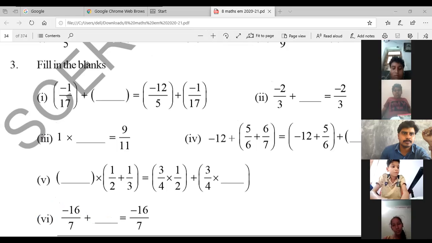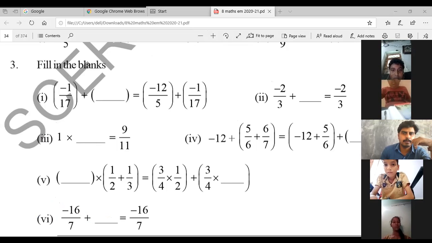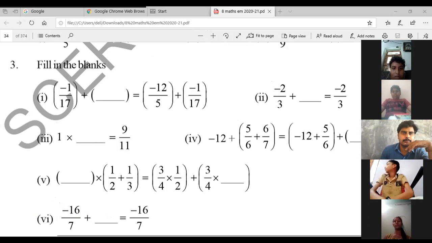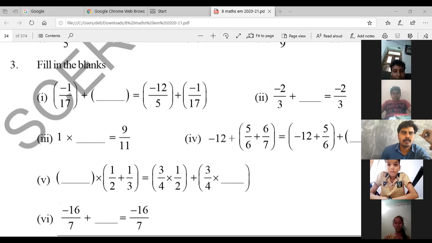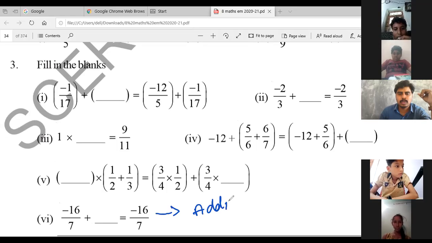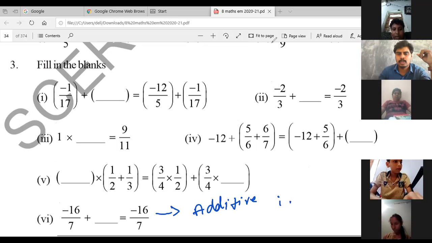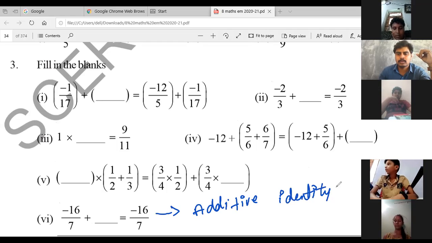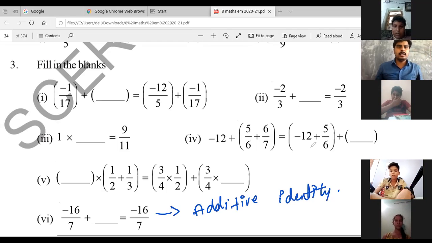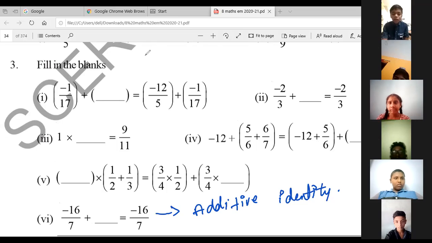Mudabir, you raised a hand. Yeah, Vinay, what is the answer? Sir, additive identity. Very good. Additive identity is the answer. Okay, next one.